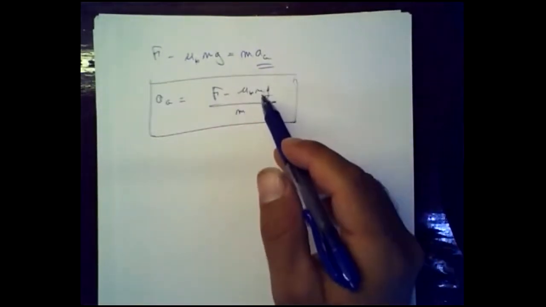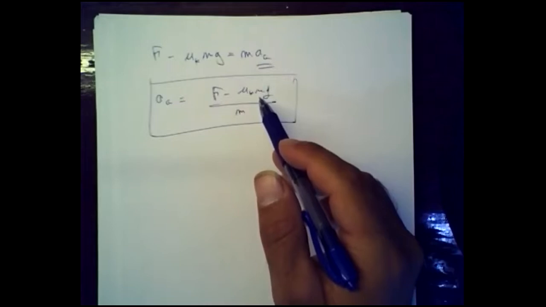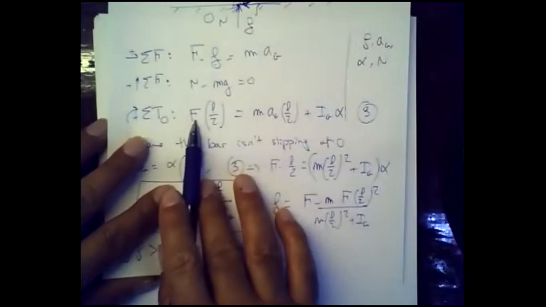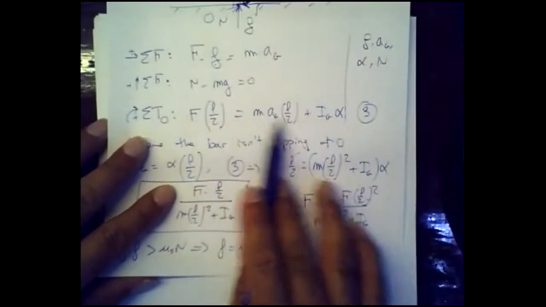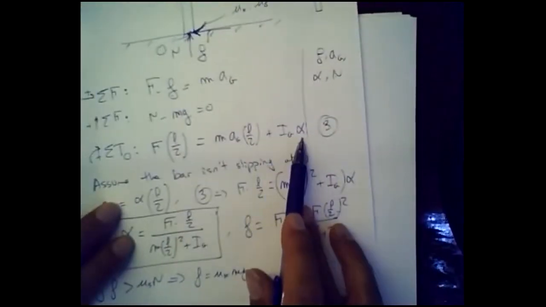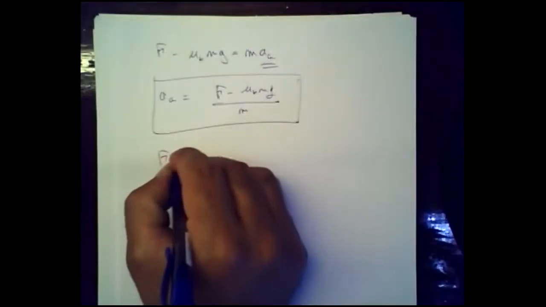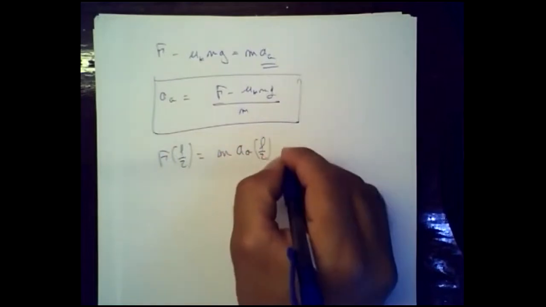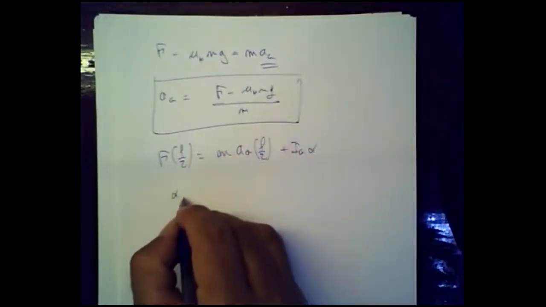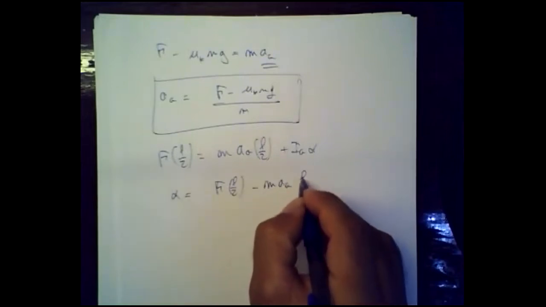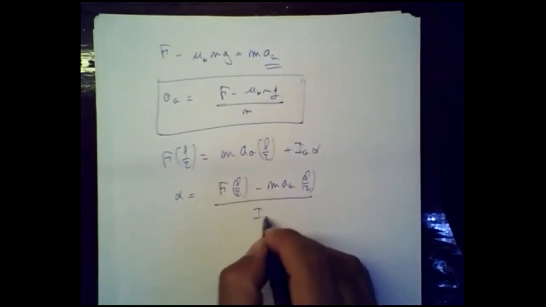Can someone tell me how can I get alpha here? From here, right? From the third equation, AG equals alpha L over 2. From the third equation, now I have AG, which is here. I can basically solve for alpha, right? So F L over 2 is equal to MAG L over 2 plus IG alpha. So alpha is going to be equal to F L over 2 minus MAG L over 2, and then this whole thing is divided by IG.